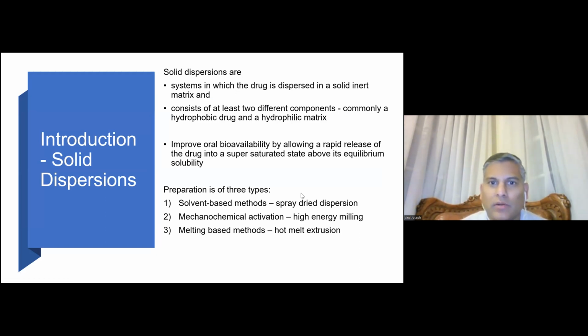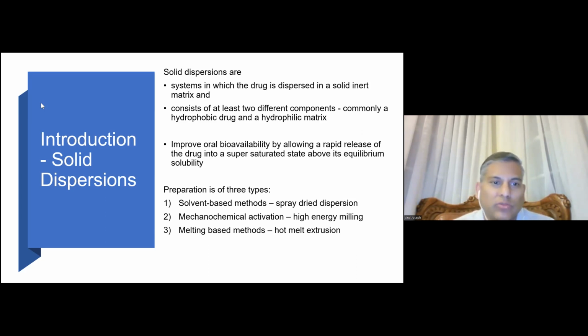So solid dispersions, as we all know, are systems in which the drug is dispersed in a solid inert matrix. Typically you have a hydrophobic drug and you use a hydrophilic matrix, typically a polymer. Solid dispersions improve oral bioavailability by allowing rapid release of the drug in a supersaturated state above its equilibrium solubility. Typically this is used for BCS 2 and BCS 4 drugs, where you have very low solubility in the crystalline state. You take the drug into a higher energy state, stabilize it using a hydrophilic matrix, and then release it. When released orally, it comes out in a higher energy, amorphous state, with greater solubility and thereby greater bioavailability.